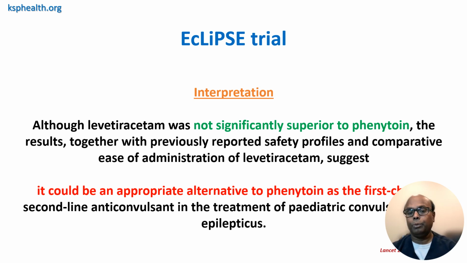The results, together with previously reported safety profiles and comparative ease of administration of levetiracetam, suggest levetiracetam could be an appropriate alternative to phenytoin as the first choice of second-line anticonvulsants after the benzodiazepine failure. Number one, levetiracetam is easily available. Number two, it can be infused over 5 minutes, compared to phenytoin, which needs to be given over 20 minutes.